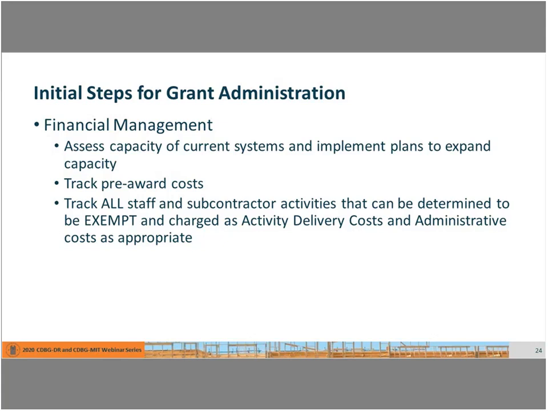And probably most important, and the thing we see happening the least often, is track your staff and subcontractor costs that can be determined to be exempt for the purposes of environmental review. These can be charged as activity delivery or administrative costs as appropriate. For example, intake services, staff time developing policies and procedures don't need to be charged to administration. They're exempt activities that can be charged as activity delivery and can be reimbursed by your grant as such.